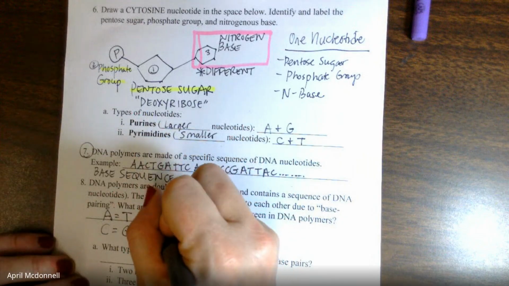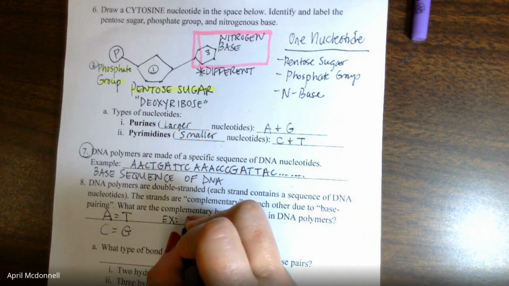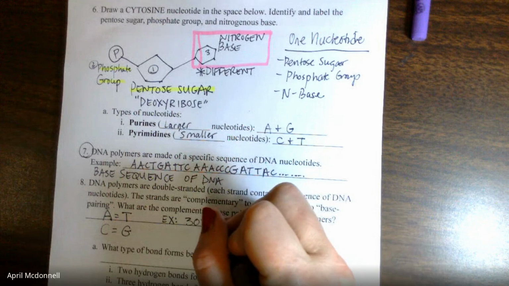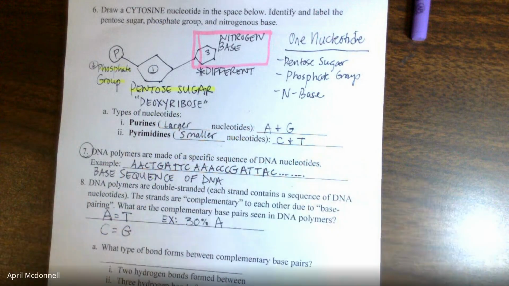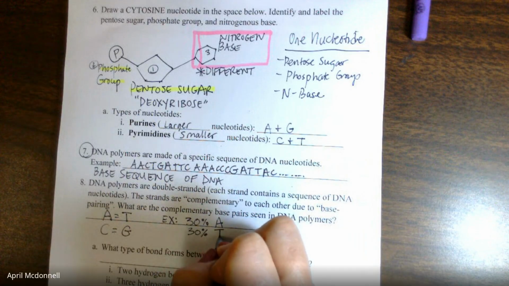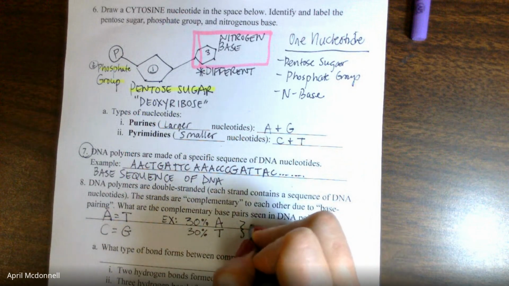Let me give an example of this. Let's say we isolated DNA from an organism and wanted to analyze its composition. We found that 30% of the DNA molecule was made of adenine. If 30% was adenine, this means that 30% was also thymine, suggesting there's some sort of relationship between adenine and thymine. This represents 60% of the DNA molecule.